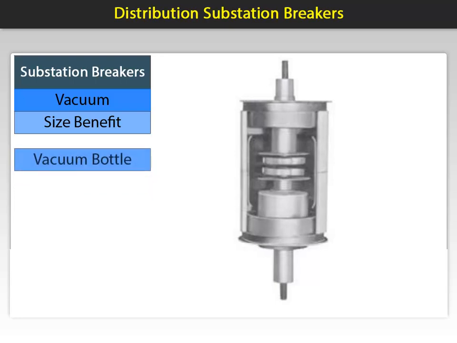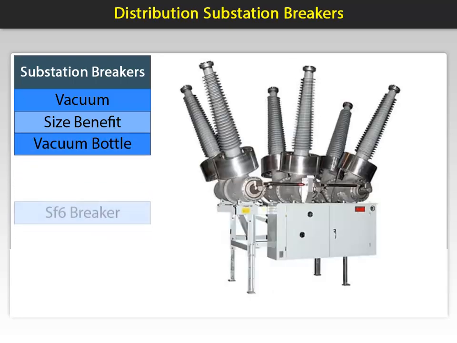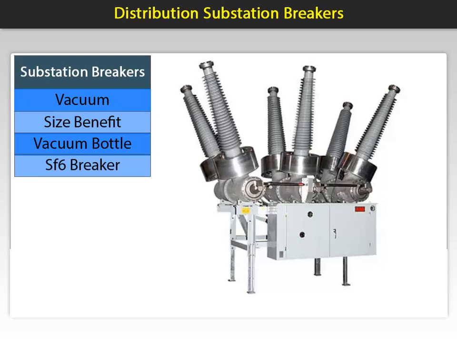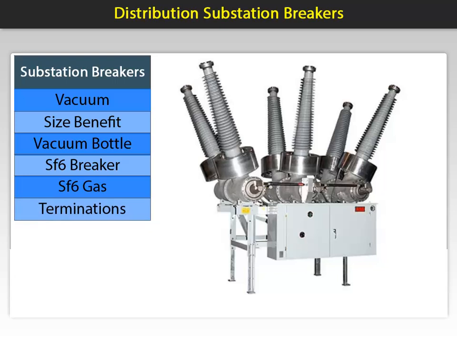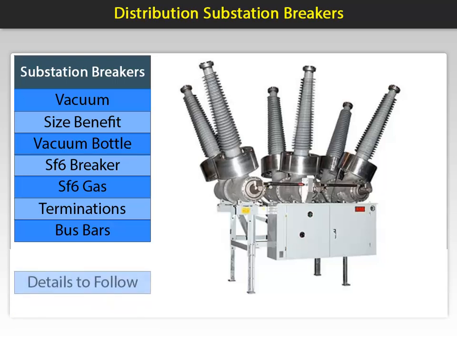Another popular option is to have a SF6 breaker as seen here. This breaker uses SF6 gas to extinguish any arc. As you can see from the photo, these become quite large. The terminations are made on the line side bushings and usually round bus bars connect to the transformer primary. Upcoming we will examine these breakers in more detail.